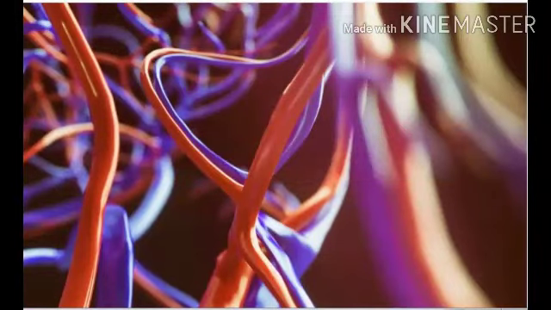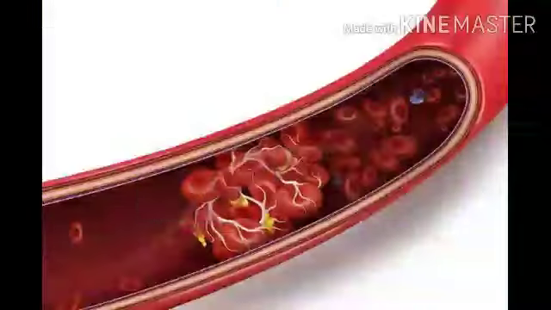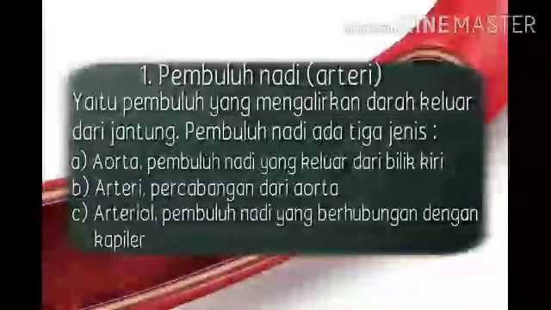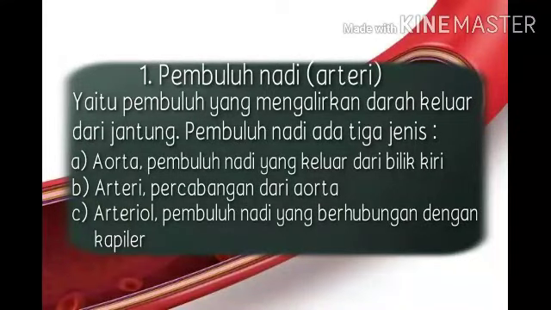Blood vessels are divided into three: arteries, veins, and capillaries. Al-awwal, arteries. Arteries are the vessels that carry blood out of the heart. There are three types of arteries. There is the aorta. Aorta is the artery that comes out of the left ventricle. Next, arteries are the branches of the aorta, and arterioles. Arterioles are the arteries that connect to the capillaries.